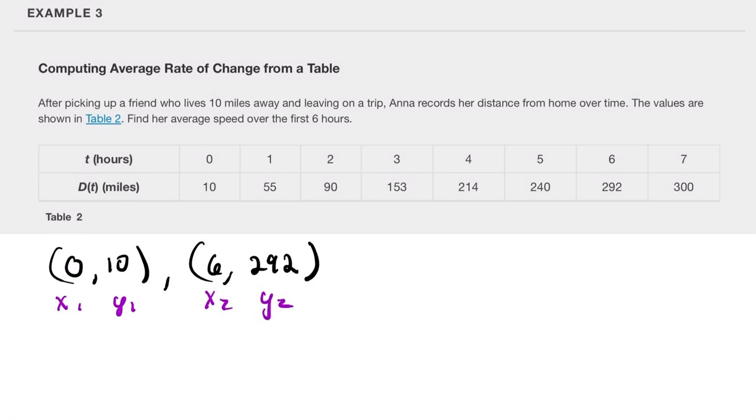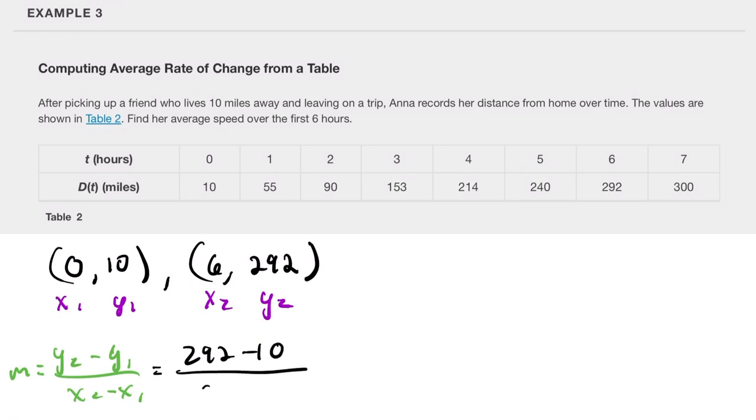We're going to use our formula, y2 minus y1 over x2 minus x1. Again, this is our slope. We don't have any negatives or anything, so I'm going to go 292 minus 10 over 6 minus 0. So what is that? 282? 282 over 6. Let me see. There's 4 there. 42. So this is 7. So is it 47 miles per hour?